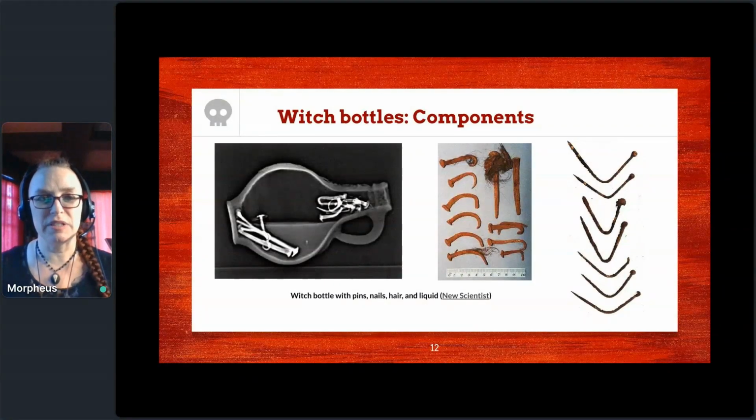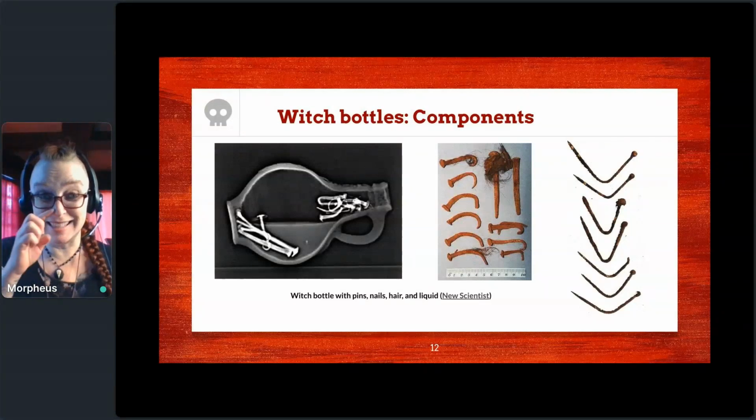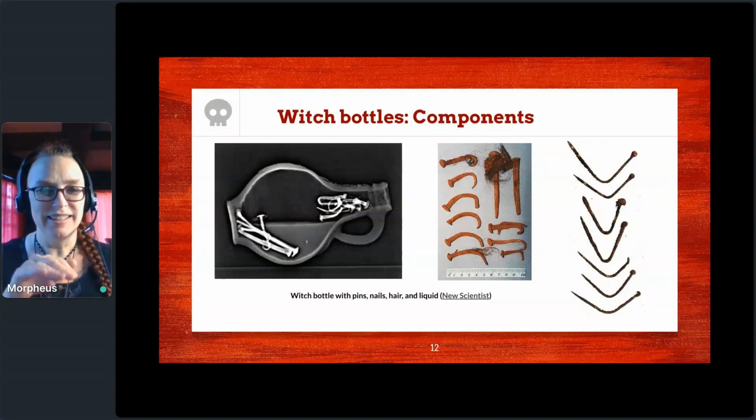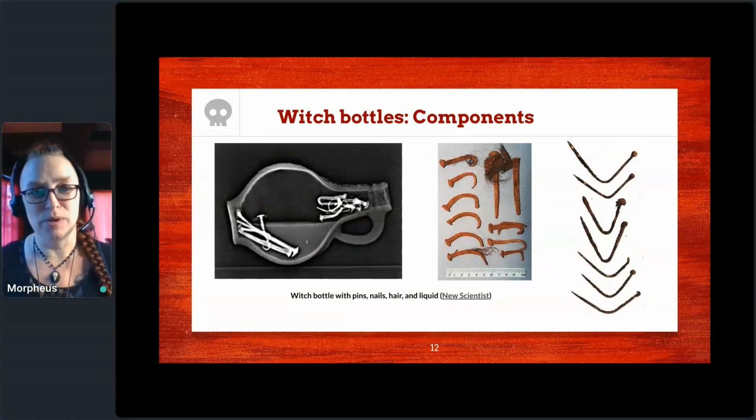Just a few visuals here. On the left is a witch bottle that's been, I guess it's like an X-ray scan. So you can see that it has that liquid level in it. It has the bent pins and nails. It looks like that one might have some hair in it as well.